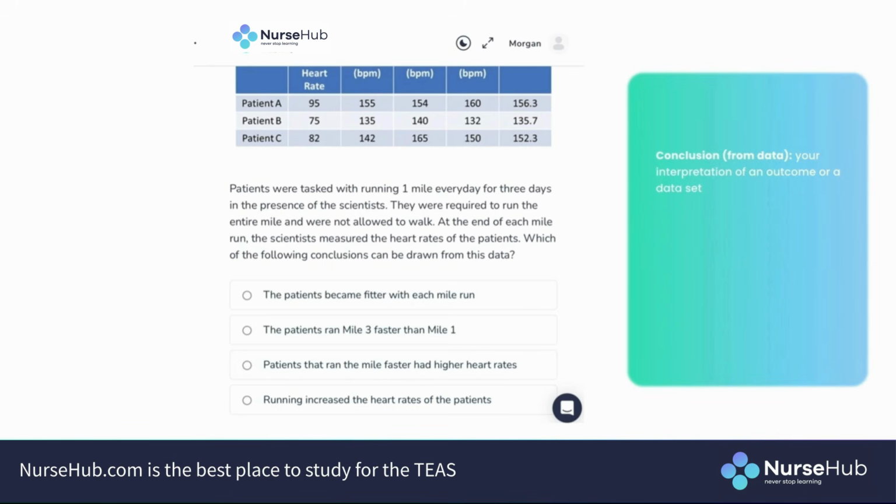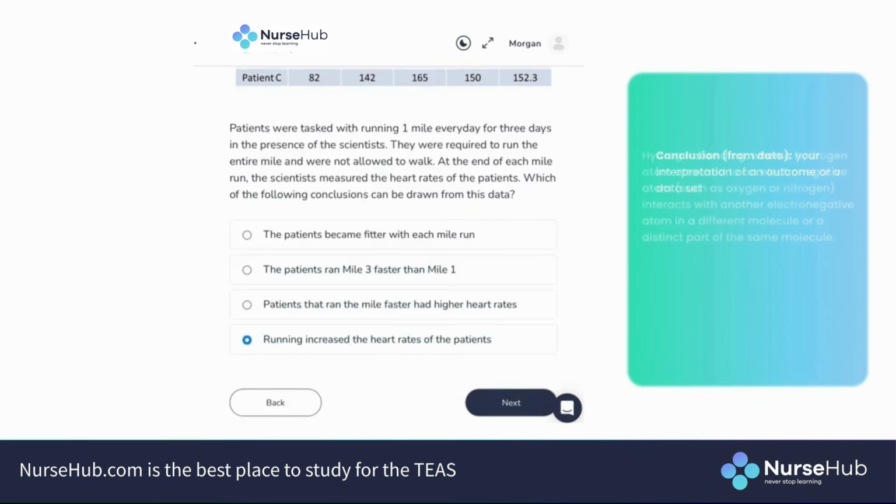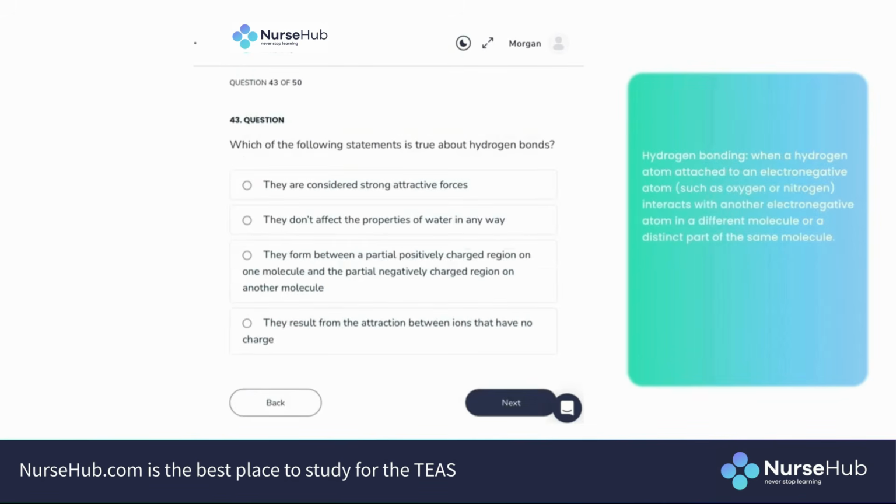I'm going to select the last answer. All right, let's look at question 43. Question 43 is asking us to answer what statement is true about hydrogen bonds. So that means that of these answer choices, there will be only one that is accurate, and that's going to be our correct answer.